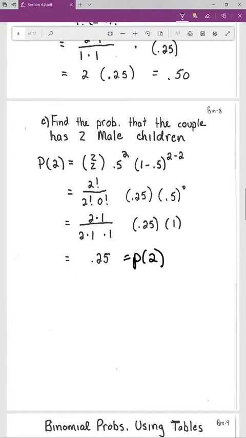Notice, if we were to list out our sample space for having 2 children, you're either going to have boy, boy, boy, girl, girl, boy, or girl, girl. Or I guess, sorry, we should have used male and female, but you get the idea.